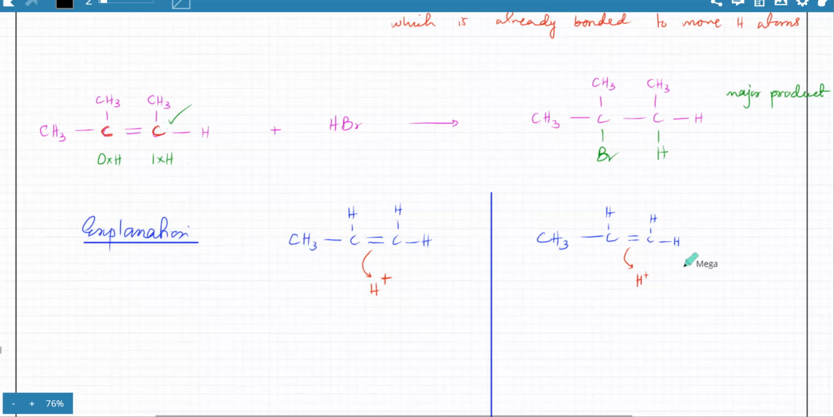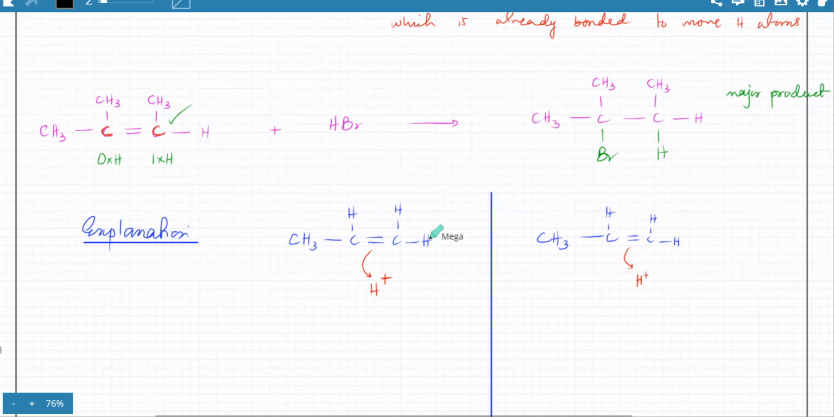Now, in all these reactions, it's usually the H that initiates the reaction. The H is the partial positive part of the molecule, like in water, like in HCl. It is the trigger. It's the one that goes and starts to pull the pi electron cloud in that alkene, in that double bond.